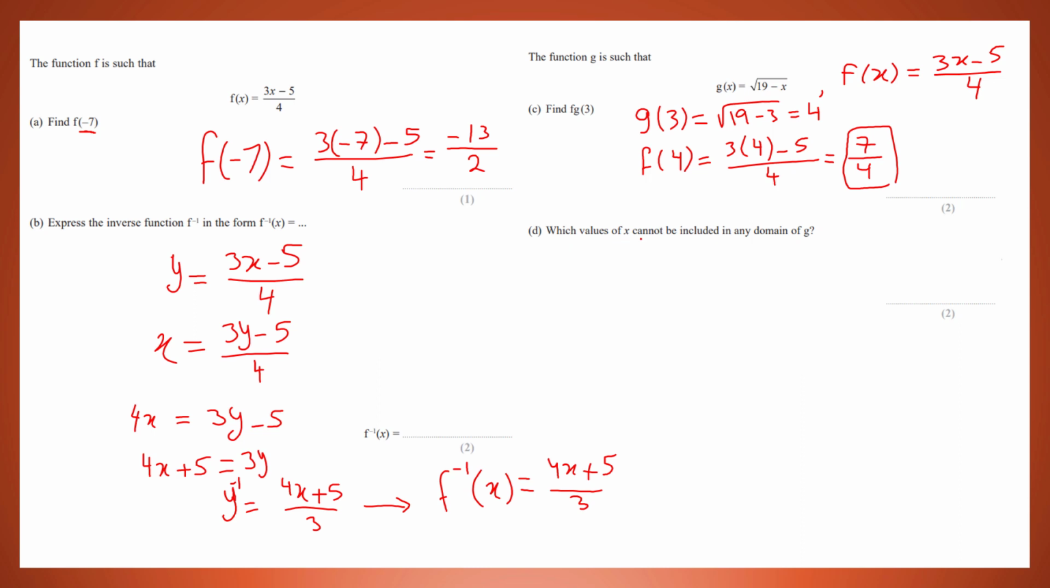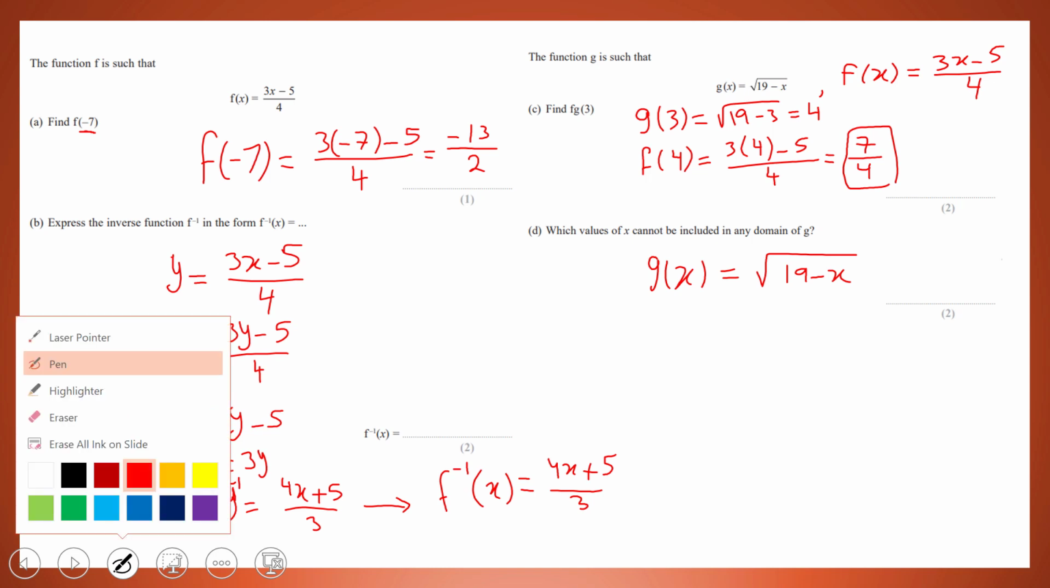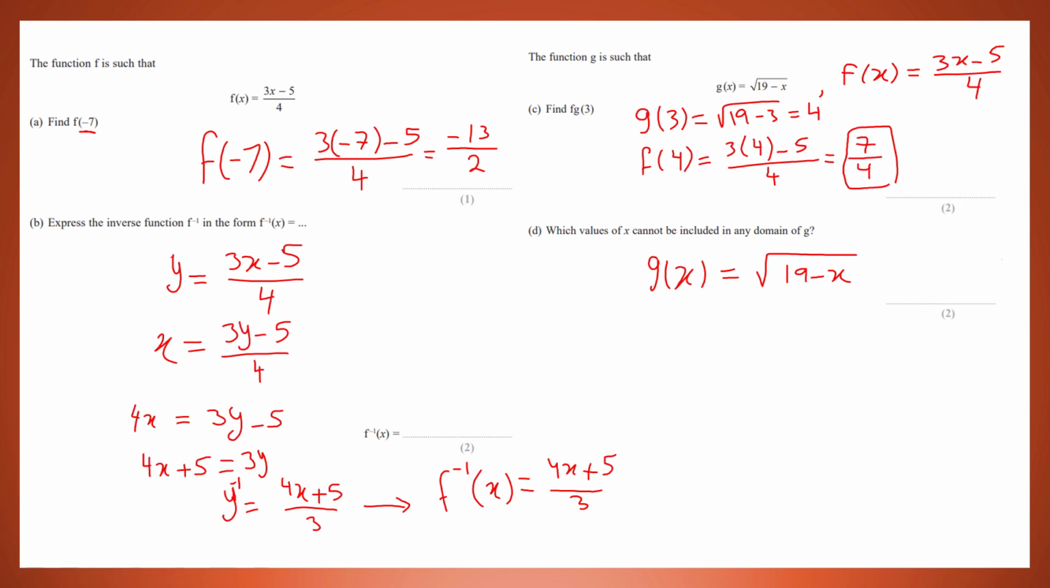Which values of x cannot be included in the domain of g? Look here. What are the points that are excluded or not included in the domain whenever I have a square root function? g of x equals the square root of 19 minus x. You must take this one as a hint. It's very important. So let's change the color. Whenever it's a square root function, the expression below the root must be greater than or equal to 0 in this case.